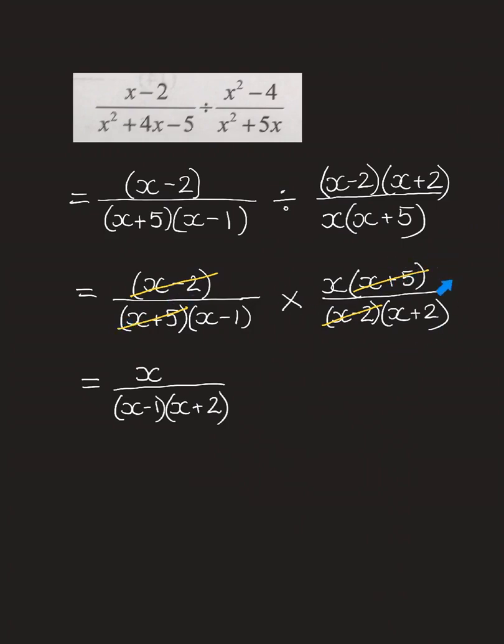I can then do some fancy cancelling. Anything on the top can cancel with anything on the bottom, as long as they're being multiplied together, and that's what I did, and there's my final answer. This could very easily be worth 5 marks, because you're factorizing, factorizing, factorizing, changing to the reciprocal, so that's 4 marks, and the last mark is for writing your answer.